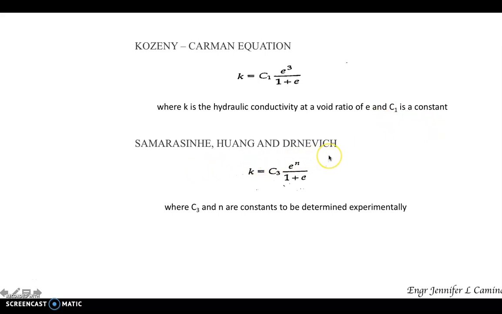Then Samarasinghe, Huang, and Drnevich: this is K is equal to C sub 3 e raised to n all over 1 plus e, wherein our C sub 3 and n are constants to be determined experimentally. So those are the empirical relations of hydraulic conductivity.